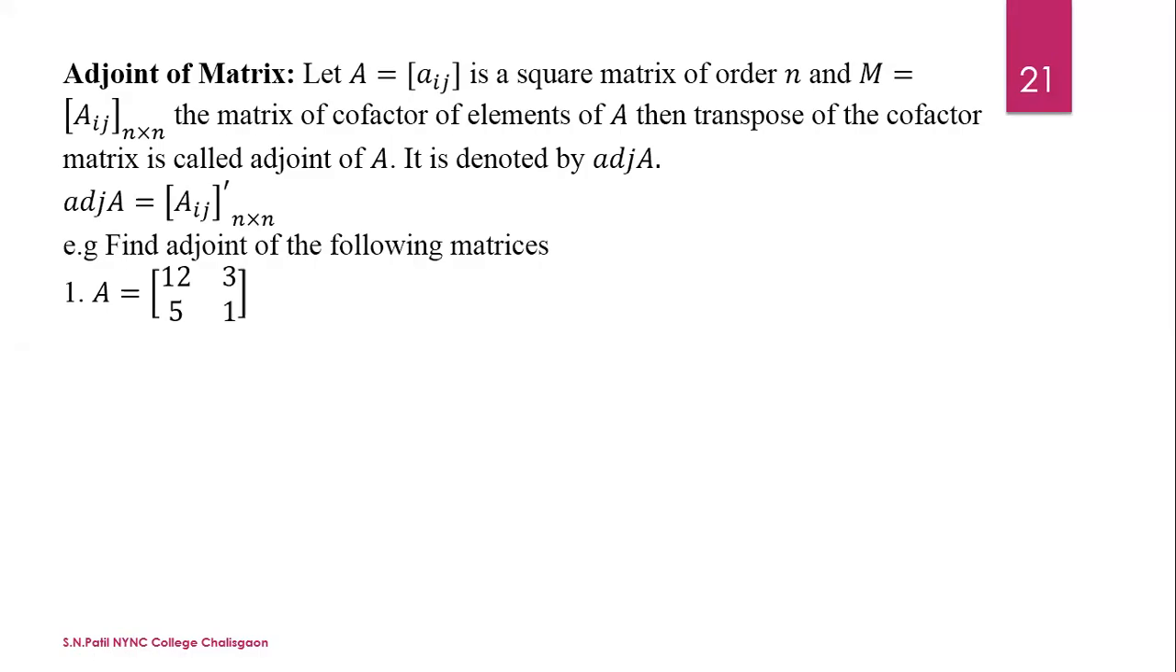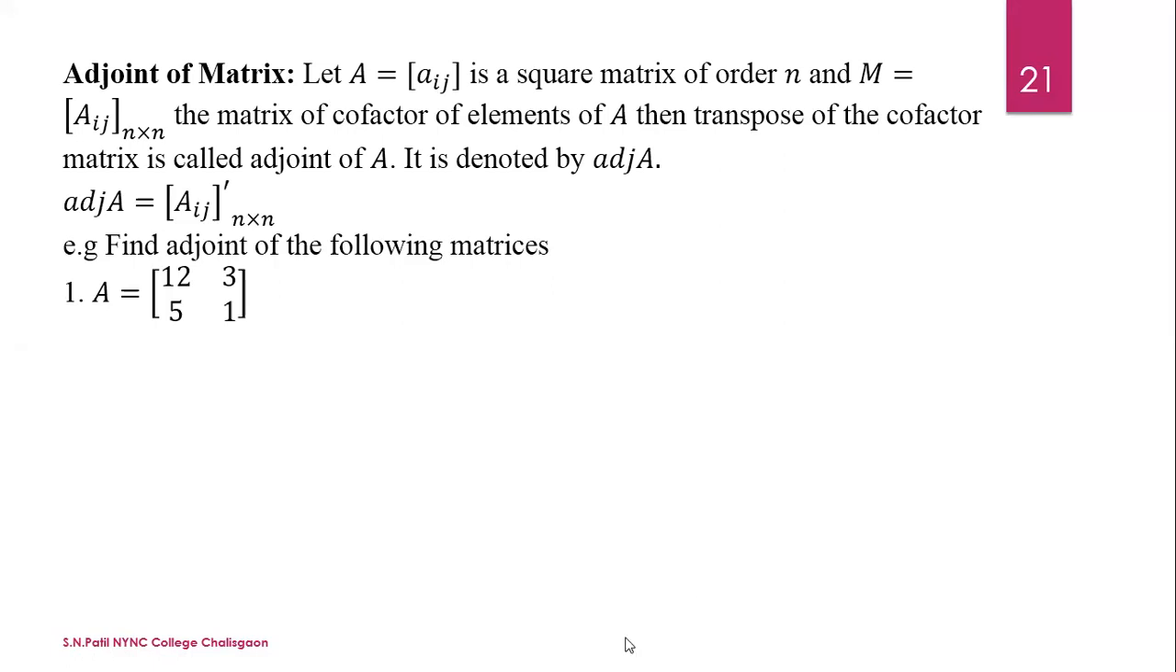Hello friend, in this video lecture we will discuss adjoint of matrix. In the last video lecture we discussed minor of element and cofactor. If we know cofactor and minor, then we can easily represent the adjoint of matrix. Let us see the definition of adjoint matrix. The adjoint matrix is the transpose of the cofactor of matrix.